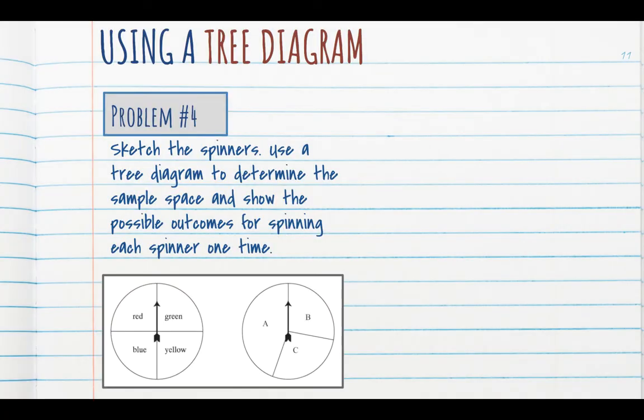Here's another problem for you to try using a tree diagram. Again, sketch these spinners in your notebook, then use a tree diagram to determine the sample space and show the possible outcomes for spinning each spinner 1 time. Pause the video while you're working this problem and then press play to check your answer.